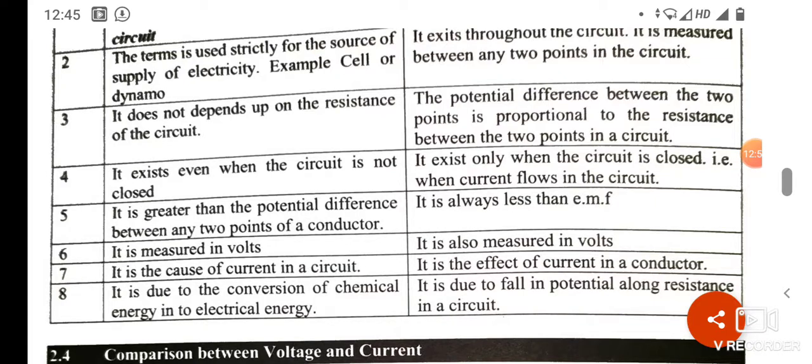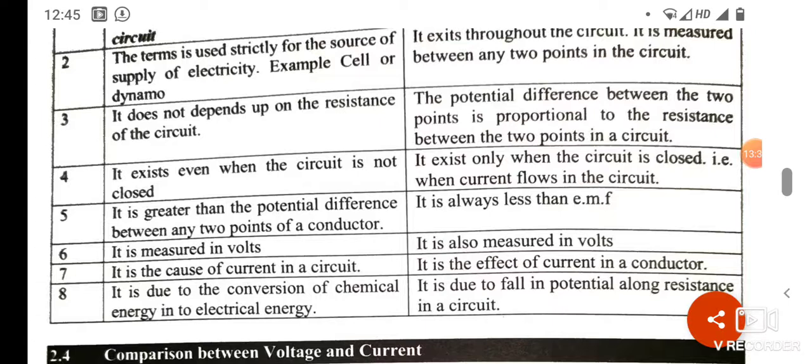Sixth point, both are measured in volts. The cause of current in a circuit is EMF, but the effect of current is potential difference, or V. V is the effect of current in the conductor. And the final point, it is due to the conversion of chemical energy into electrical energy. Like in the case of a battery, the chemical energy is converted into electrical energy, which is called EMF or electromotive force.